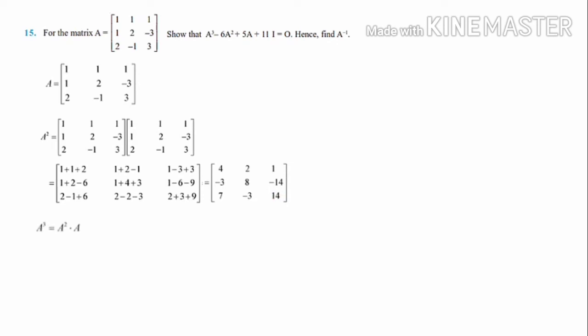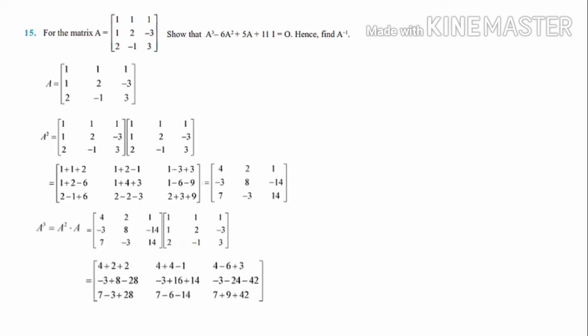Then we have to go for A cube, because there is a term A cube. A cube we can write as A square into A. We have already calculated A square, just substitute it, A square into A. Again, by using the matrix multiplication method, we will get the answer of A cube as 8 7 1, minus 23 27 minus 69, 32 minus 13 58.